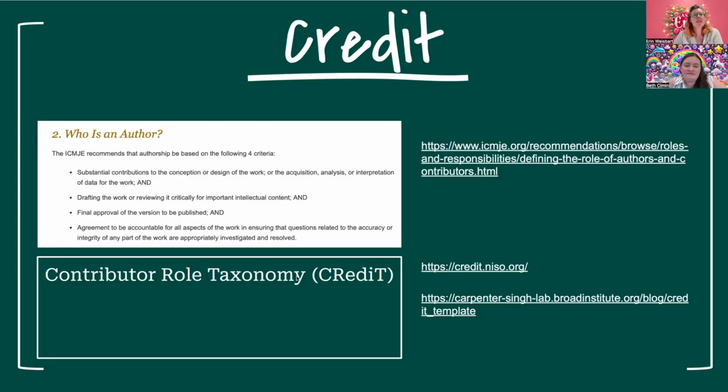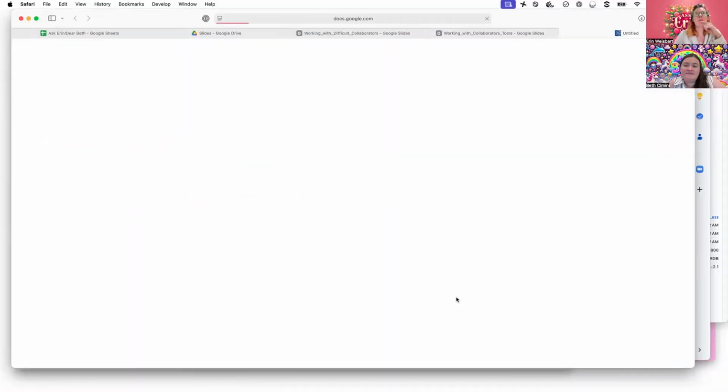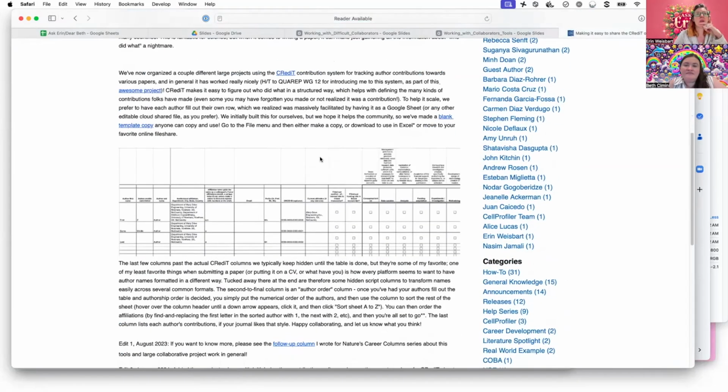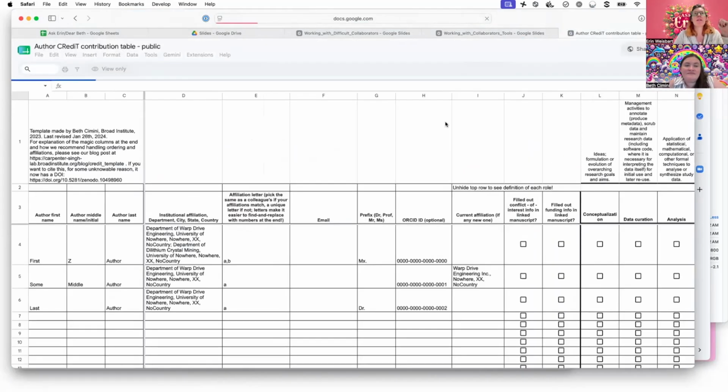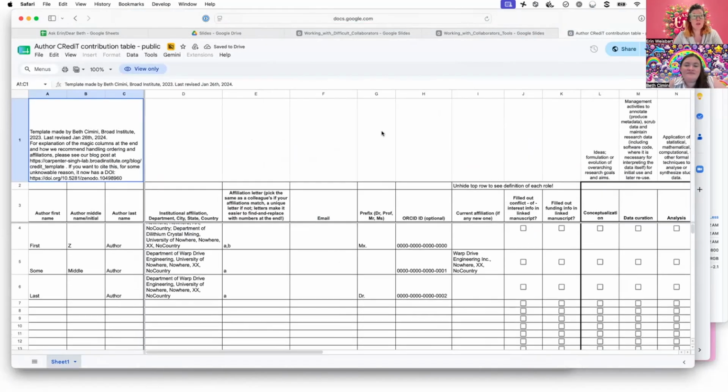Likewise, there is the contributor role taxonomy, or CRediT, spreadsheet, a workflow that we have turned into a spreadsheet that we have linked here, that we find really, really helpful when putting together statements of who did what. We can pop over here and show you really quickly. It's a low resolution screenshot here, but this is a blank template for anybody to use.